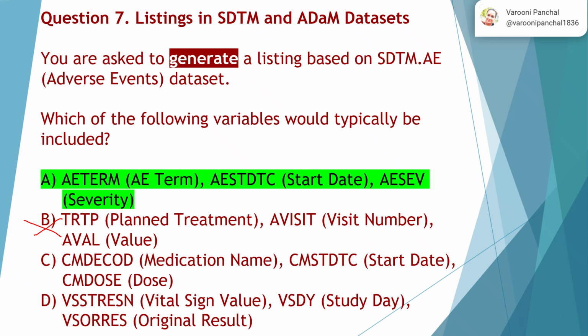Option C, medication name, start date and dose. Now this is irrelevant because we are talking about adverse events. It doesn't make sense to provide a listing of concomitant medication when you are asked to do the listing for the adverse events. Option D, vital signs, value, study day and origin. Even this is an irrelevant option, because we are dealing with adverse events and not with the vital signs domain, right? So the correct answer is A term, A start date and A severity.